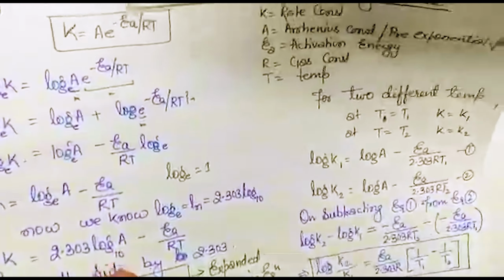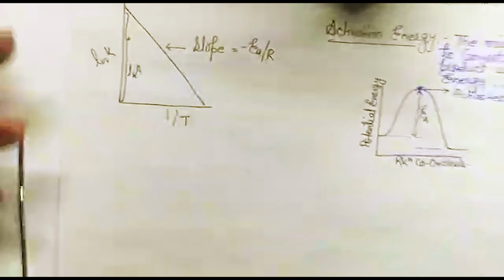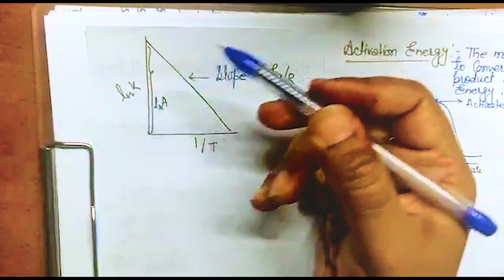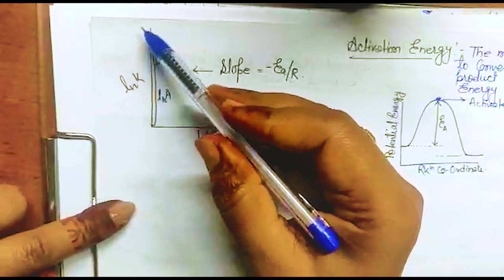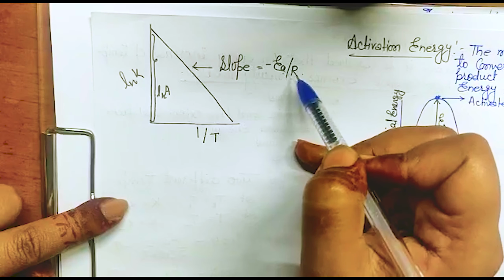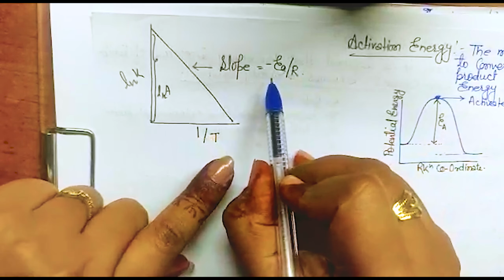Now, if we plot a graph between ln K, log to the base e of K, and 1 upon T, then we get a graph like this. And this slope shows the EA upon R. Why am I taking EA upon R, not 2.303? Because I am taking ln K.